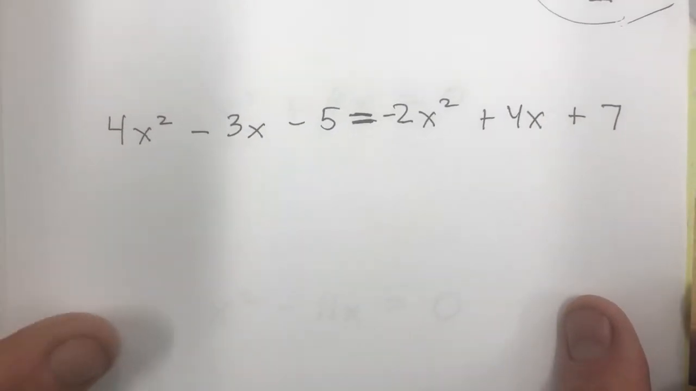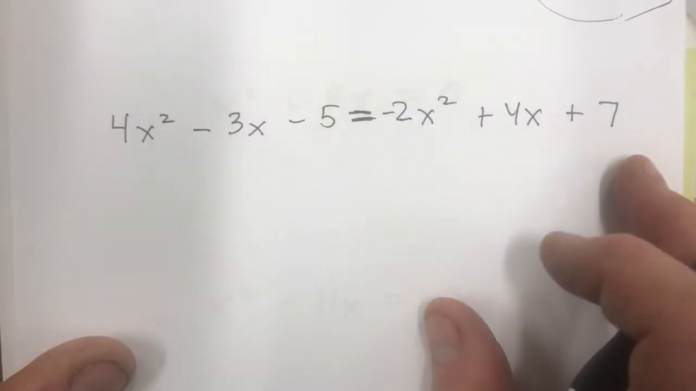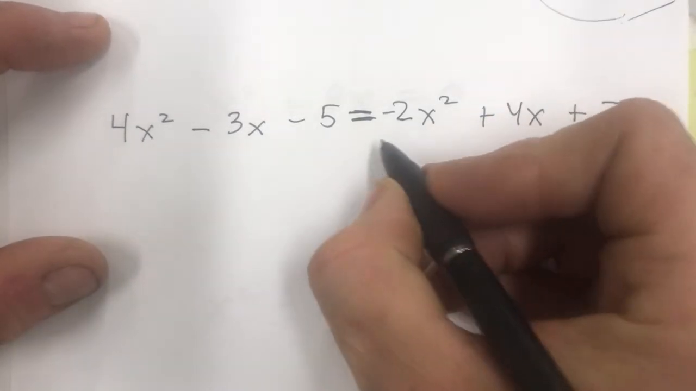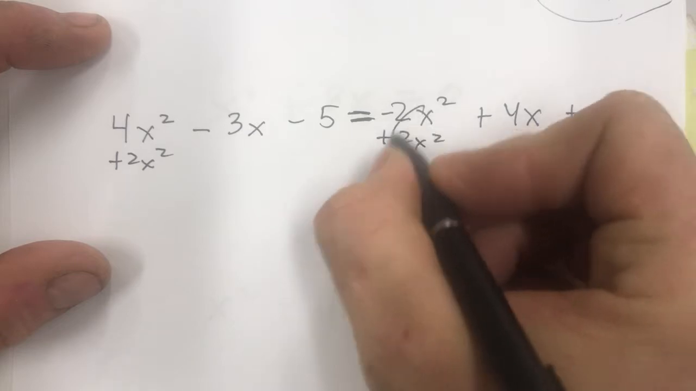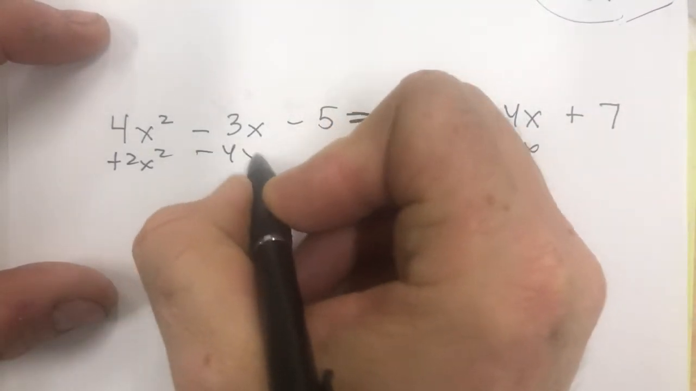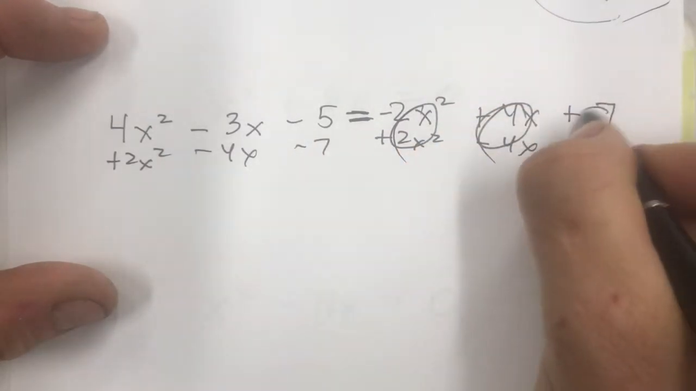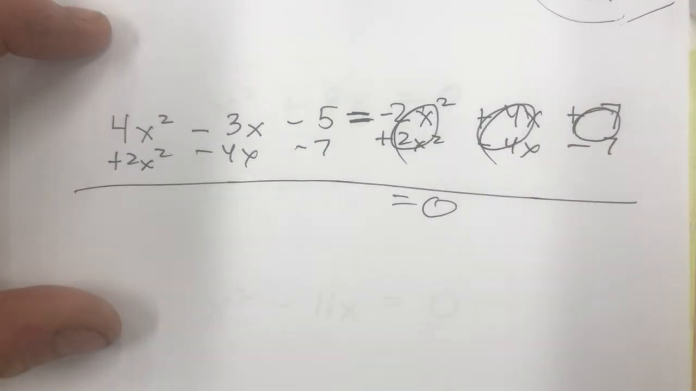Okay, now look at this one, oh my goodness. We've got this whole quadratic equals that whole quadratic. Well, to solve, we have to have equals 0. So right here, I'm going to add 2x squared on both sides, and make that go away. Then I'm going to subtract 4x on both sides, and make that go away. I'm going to subtract 7 on both sides, and make that go away. And now on this side, I have a big old 0.